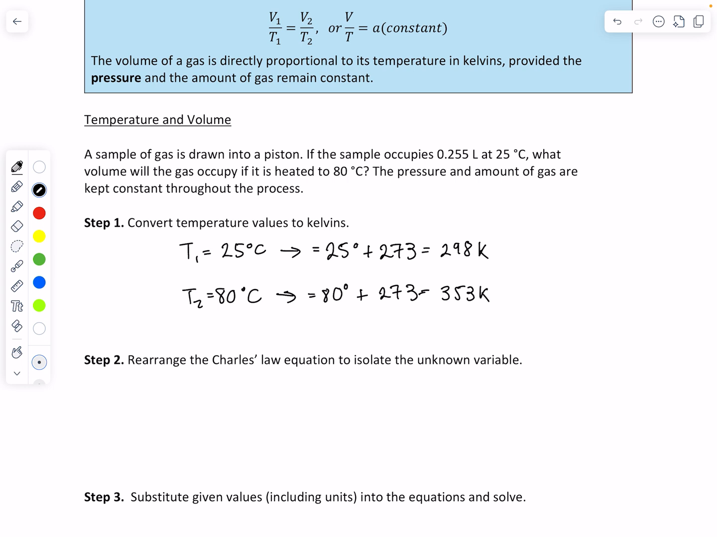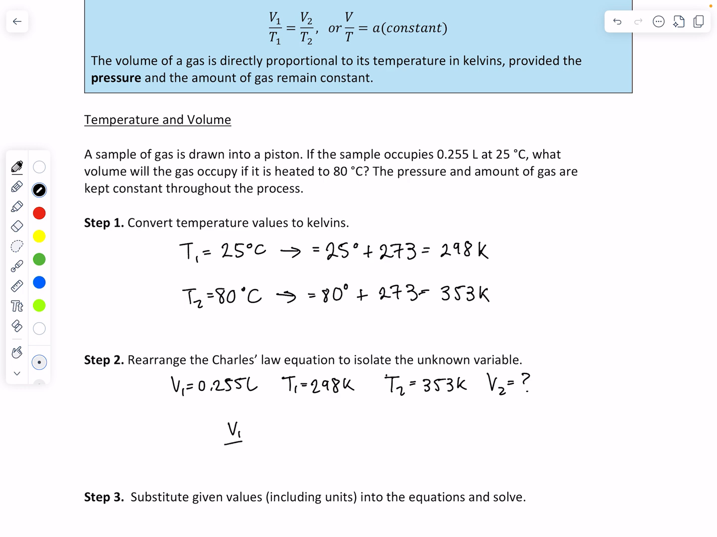Next, let's rearrange Charles' law to isolate the unknown variable. We have V1, 0.255 liters, T1, 298 Kelvin, T2, 353 Kelvin, and V2 is what we're looking for.